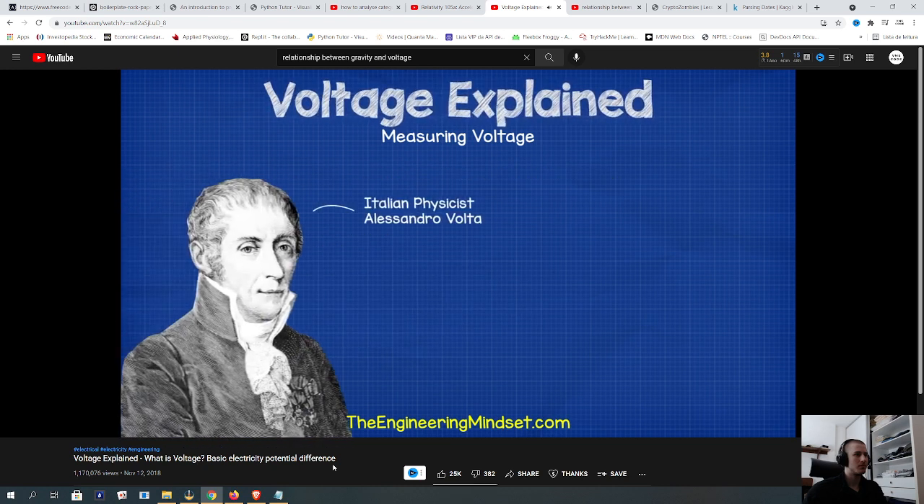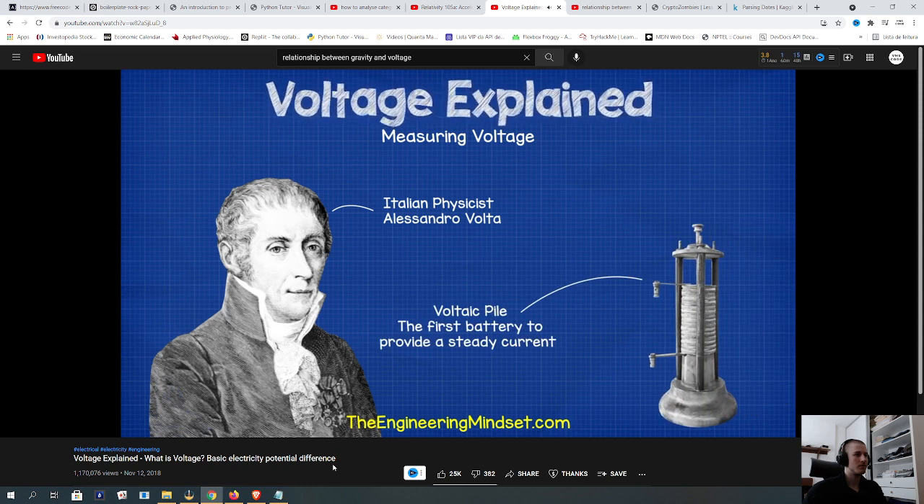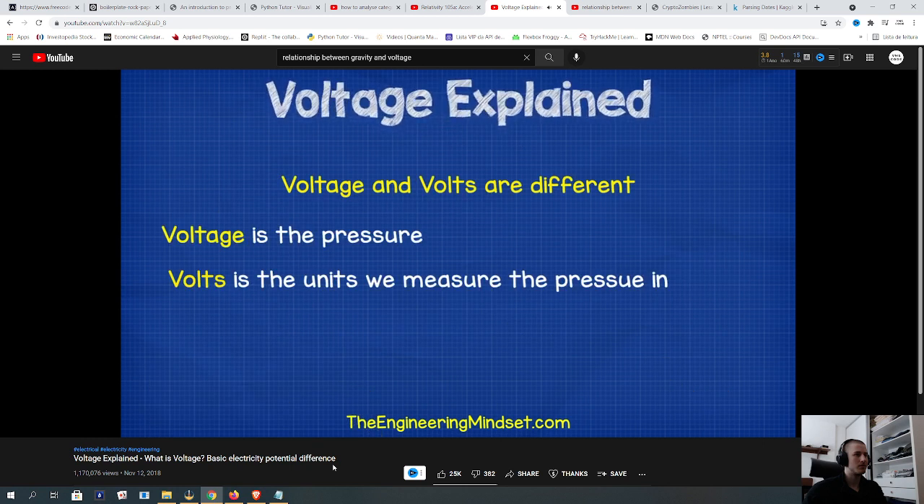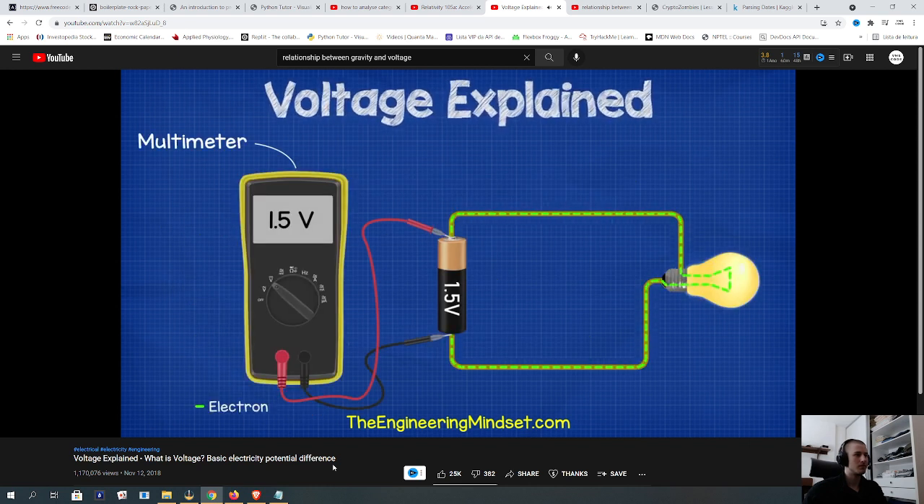The term volt comes from an Italian physicist named Alessandro Volta, who invented the voltaic pile, which was the first electrical battery that could provide an electrical current at a steady rate in a circuit. Voltage and volts are different. Remember, voltage is the pressure, and volts is just the units we use to measure it in. The same as we know the pipe has pressure, but we use units to measure this pressure, such as bar, PSI, kPa, etc. As we saw earlier, we can measure volts with a voltmeter.